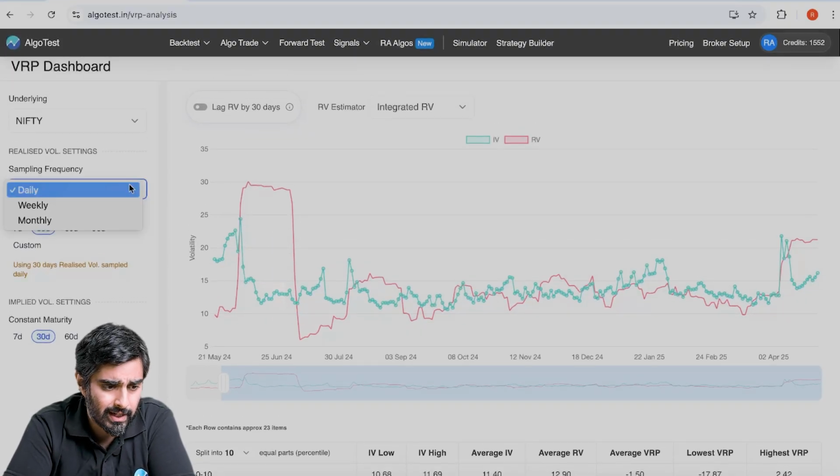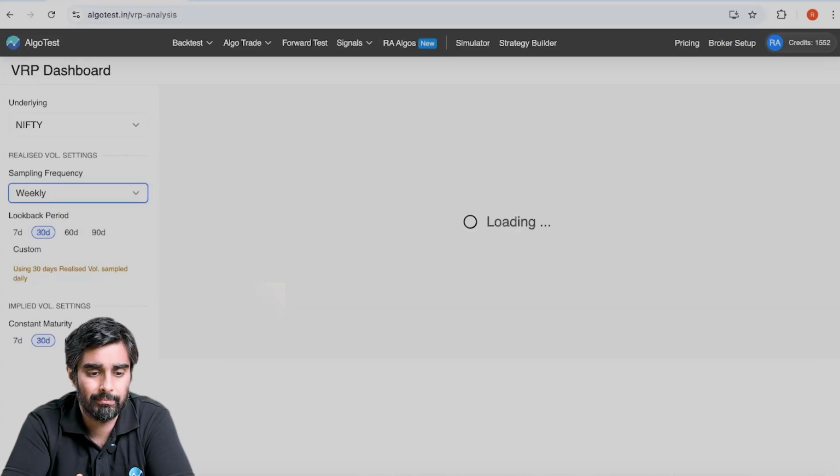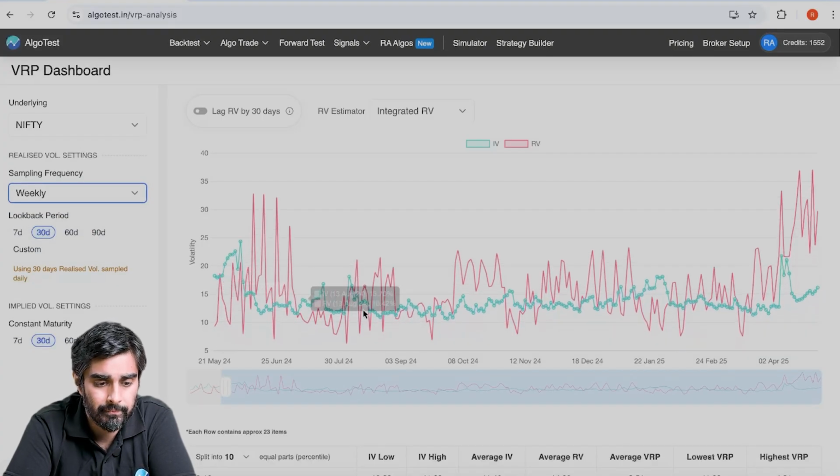So this is the feature, guys. You also have the ability to sample on a weekly basis instead of sampling on a daily basis, which is pretty cool. You see a little bit of seasonality in Nifty over here.